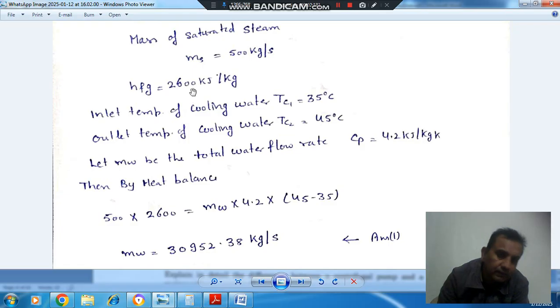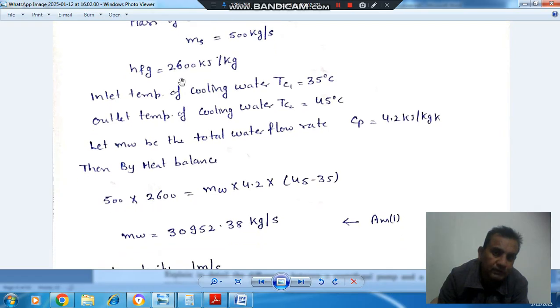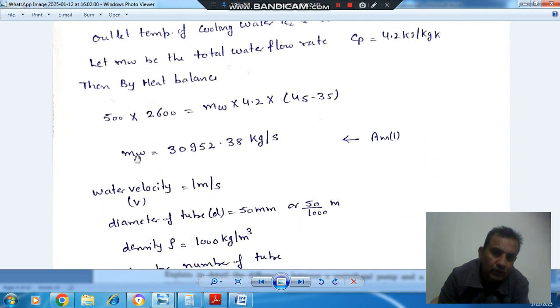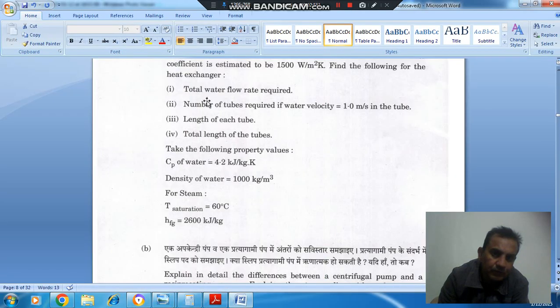So now heat rejected by steam will be absorbed by this water. Heat rejected by steam is 500 into 2600 kilojoule per second, and heat absorbed by water is mw into Cp into temperature increase, that is 45 minus 35. Okay, so mw comes out as 30952.38 kilogram per second. So that is the answer to the first question, that is total water flow rate required.